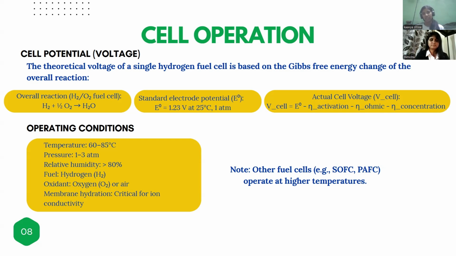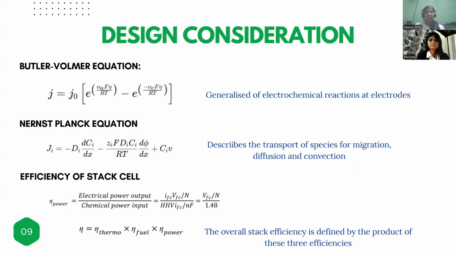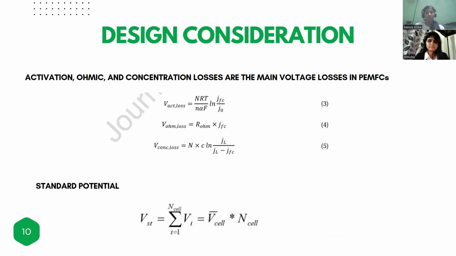The actual voltage is affected by losses due to the reaction kinetics, resistance, and mass transport. And the voltage of the entire stack will be the number of cells present times the voltage of an individual cell. Talking about the key equations involved, they are the Nernst equation, the power output, which is P equals VI, and the energy efficiency, which is useful energy output divided by energy input from fuel. So with that, we have talked about how voltage is determined, operating conditions, efficiency, and the key equations involved.